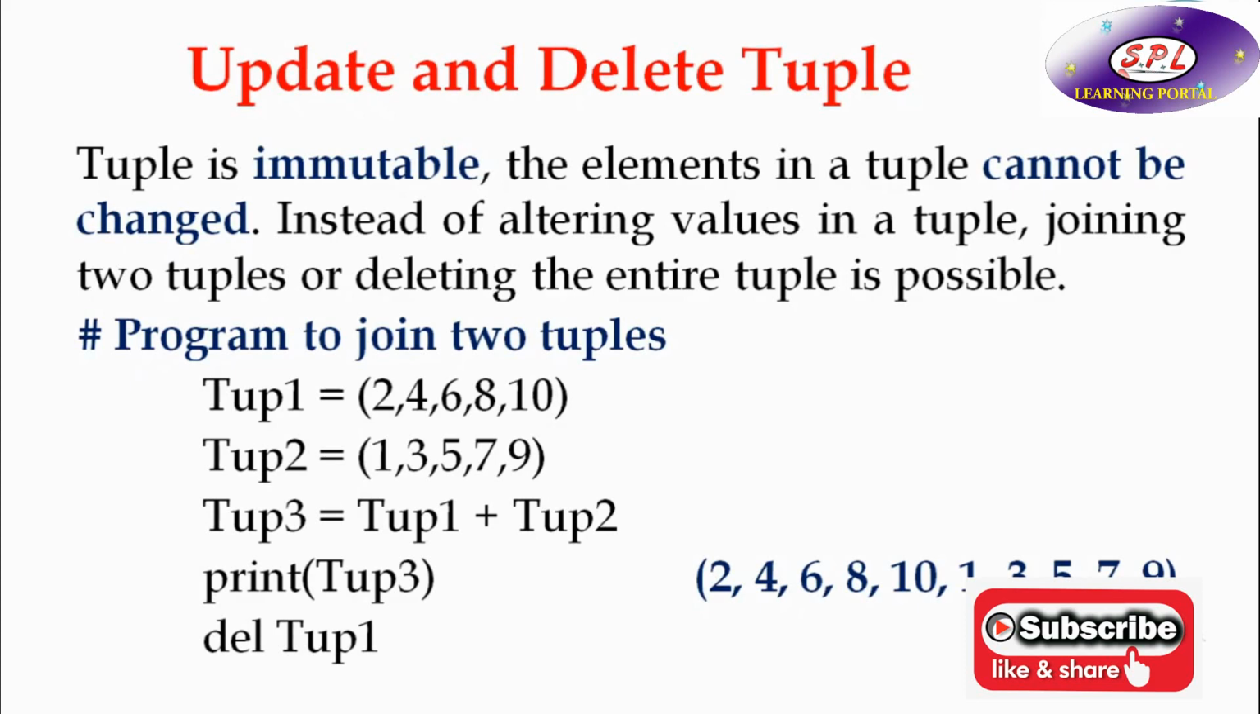Both can be possible. Look, now we say tuple 1. Tuple 1 has 2 4 6 8 10. Tuple 2 has 1 3 5 7 9. I am going to add these two. So one tuple is added with another tuple. We can add the two and store them in tuple 3. Then we can even delete tuple 1. Okay, do you understand? So see how.